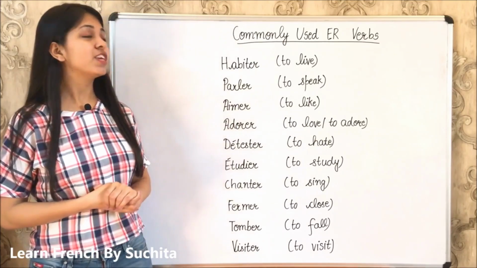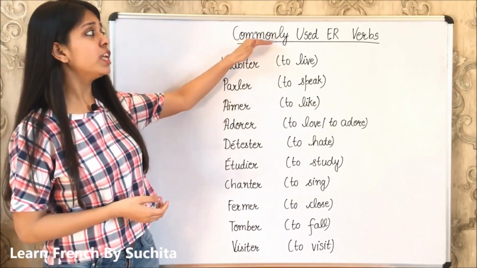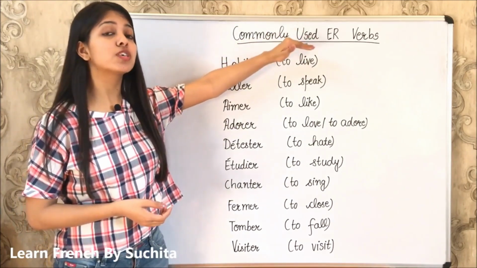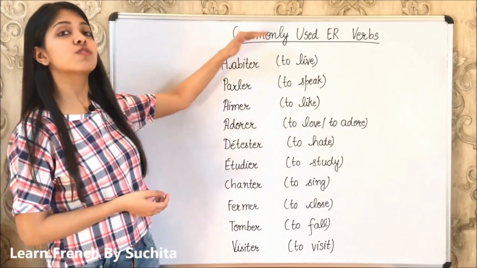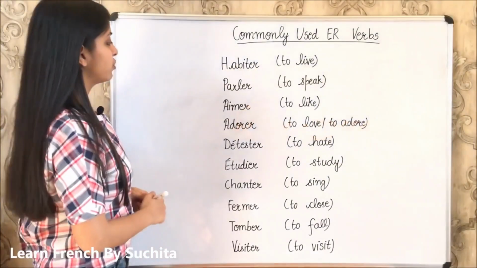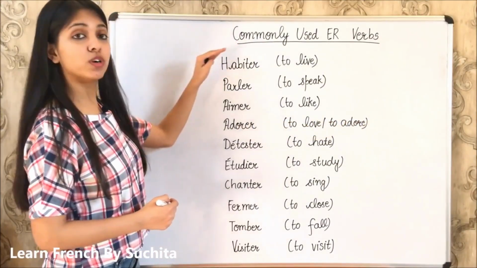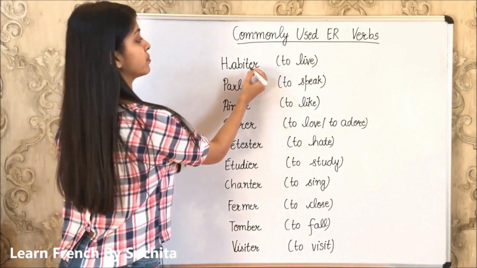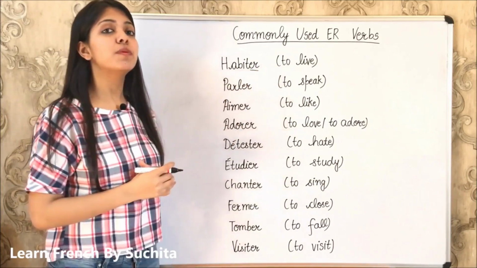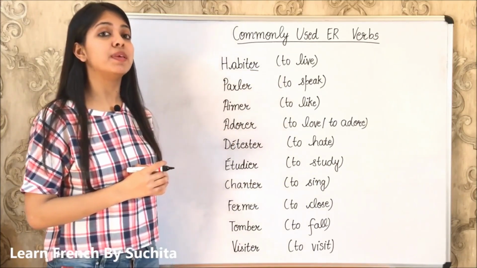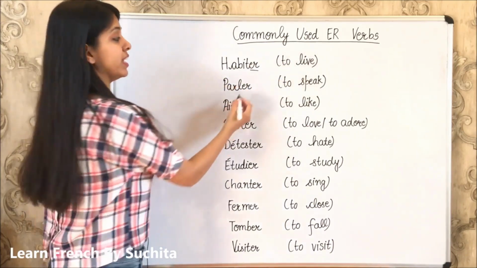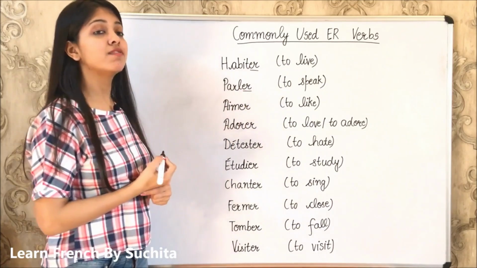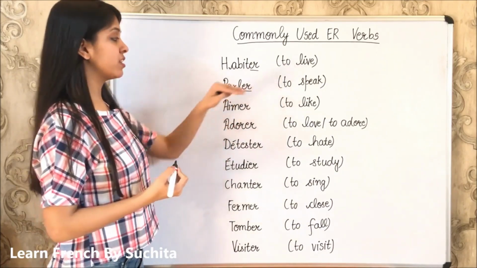In today's lesson, we are going to study some commonly used verbs which belong to the category ER verbs. So the topic is commonly used ER verbs. Alright, so here are certain examples of the verb which are ER. The first is the verb habiter, which means to live. Next is parler. The verb is parler, which means to speak.